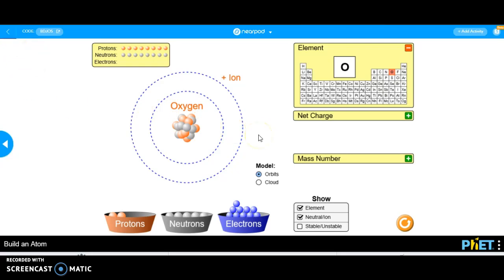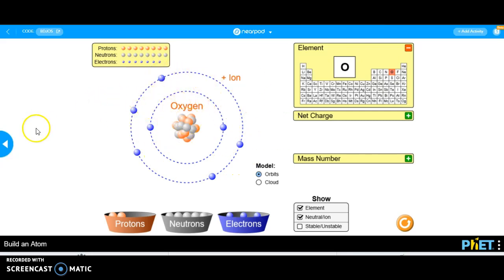Now see, since there are 8 protons and we want a positive ion, we are only going to put in 7 electrons. Because if we put 8 electrons, that means we'll have a neutral atom. But we want a positive atom. Now we have a neutral atom, so what we're going to do is take away an electron, and here we have a positive ion atom.